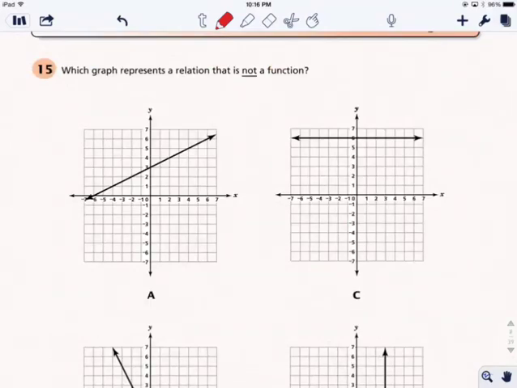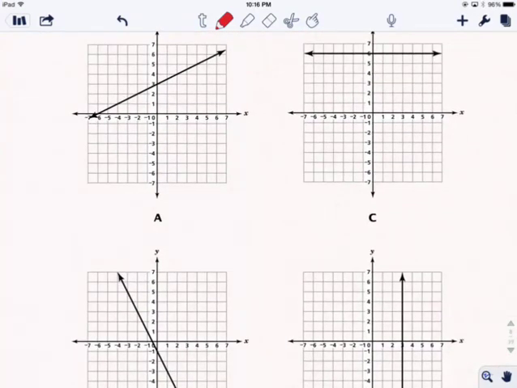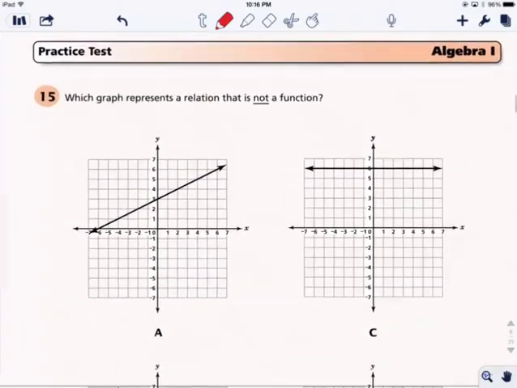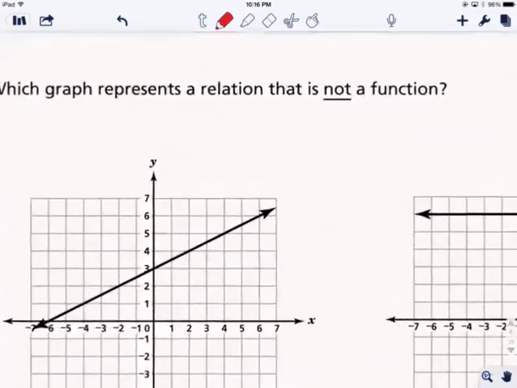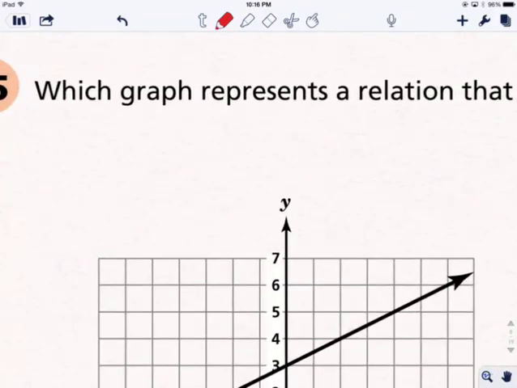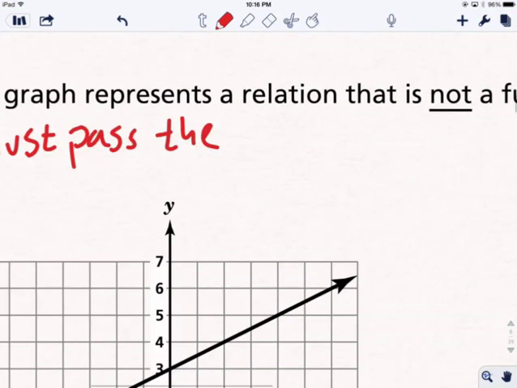Alright, now let's go ahead and look at number 15 together. We are given 4 different graphs, and we are asked to determine which one of these graphs does not represent a function. Now, recall that if we're looking at graphs, in order for a graph to represent a function, it must pass what we call the vertical line test.